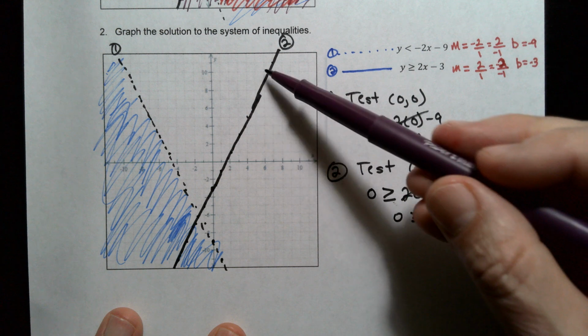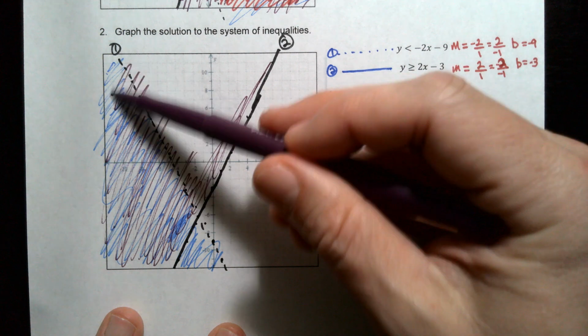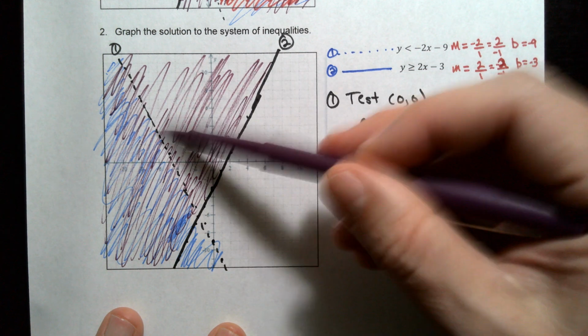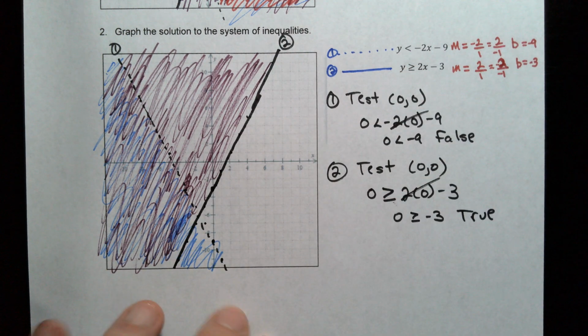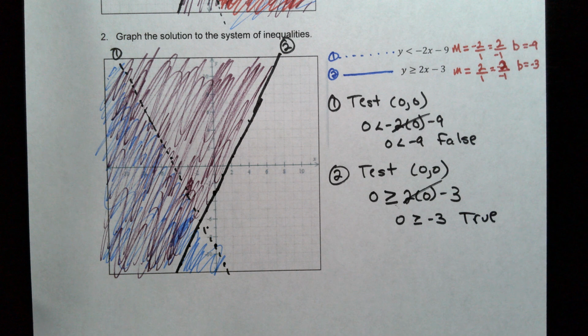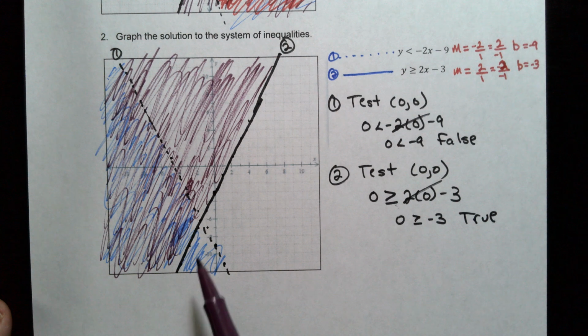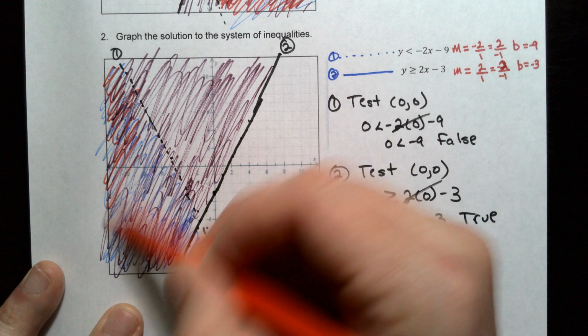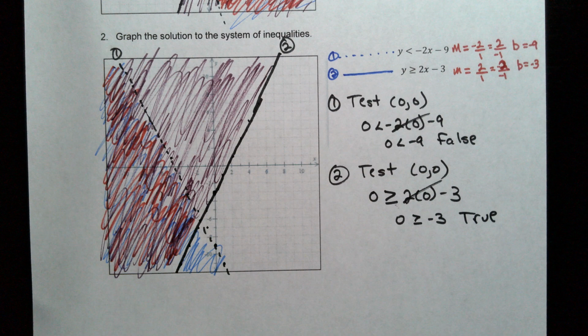So I'll use this purple to shade the solution set of line number 2. Once I do that, what I'm looking for is where did I get double shaded? I did not get double shaded here. I did not get double shaded here. And I did not get double shaded in this little triangle down here. Where I did get double shaded is all that area. So you can leave that alone, or I'll paint it red real quick. Okay, and there's my solution set. And that's it.